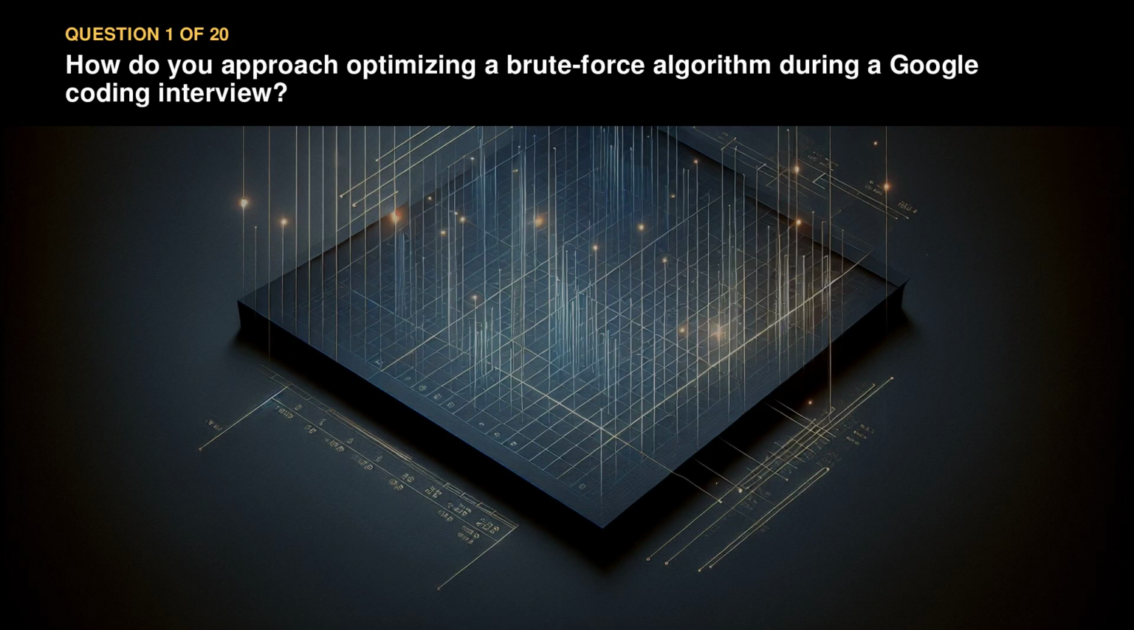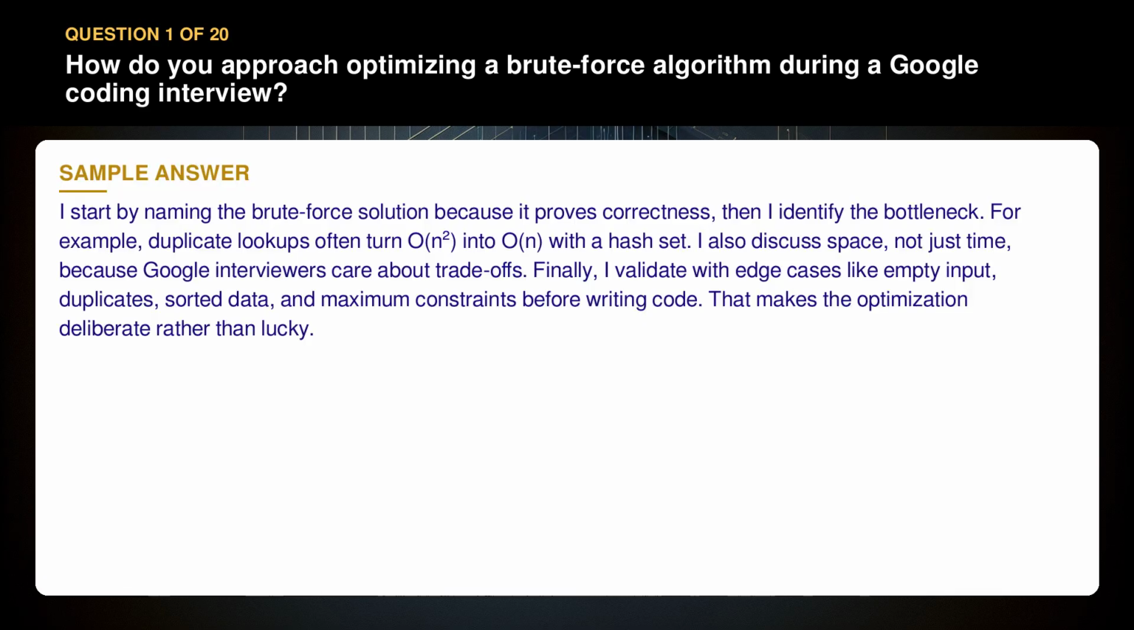Question 1. How do you approach optimizing a brute force algorithm during a Google coding interview? I start by naming the brute force solution because it proves correctness. Then I identify the bottleneck. For example, duplicate lookups often turn O(n²) into O(n) with a hash set. I also discuss space, not just time, because Google interviewers care about trade-offs. Finally, I validate with edge cases like empty input, duplicates, sorted data, and maximum constraints before writing code. That makes the optimization deliberate rather than lucky.